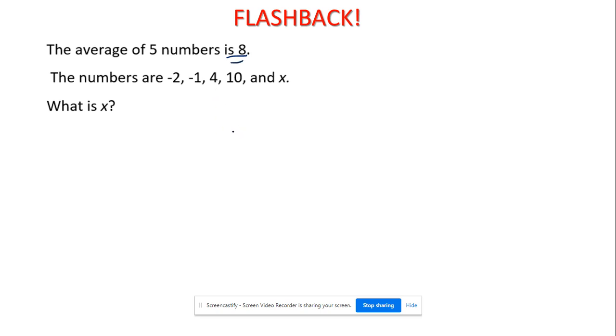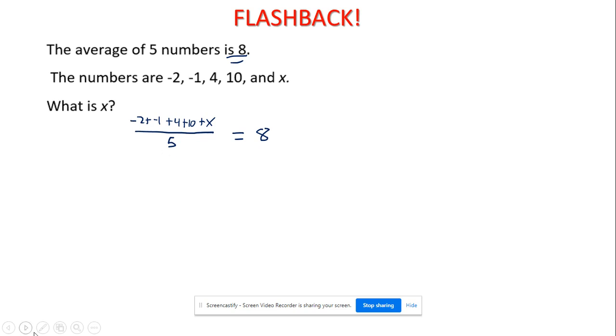If I add up all five numbers and divide by 5, I'm going to get 8. Now my numbers are -2, -1, 4, 10, and x. So what is that missing number? Remember, the way that we solve any average problem is we add up all the numbers and we divide by however many there were. Now there are 1, 2, 3, 4, 5 numbers, including the one that we don't know, and what I'm supposed to get for my answer is 8.